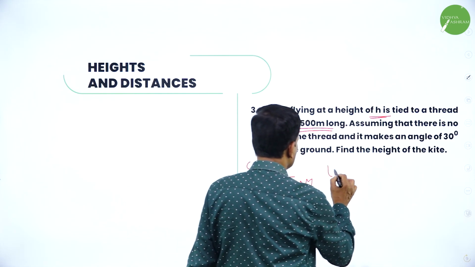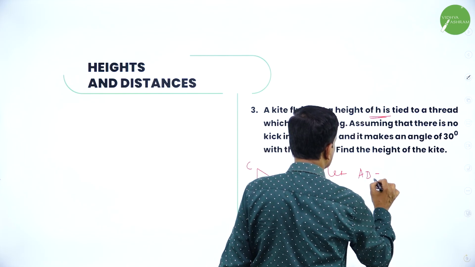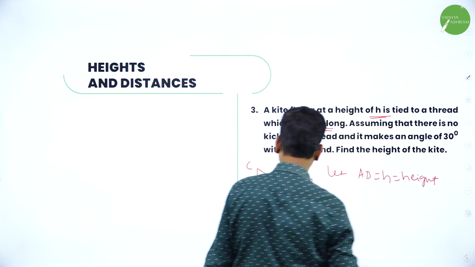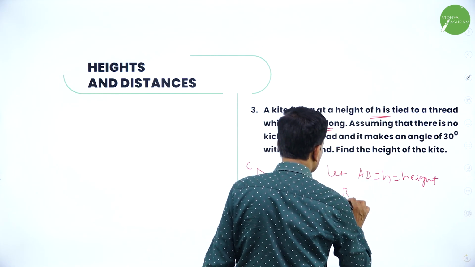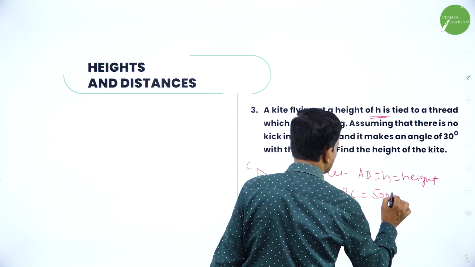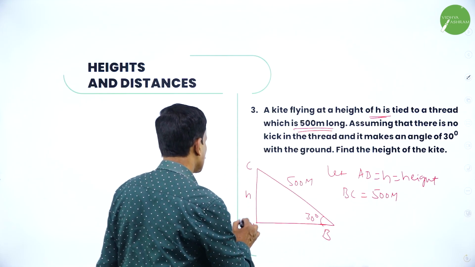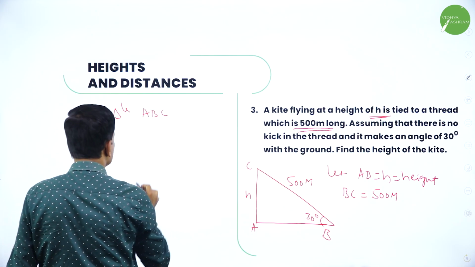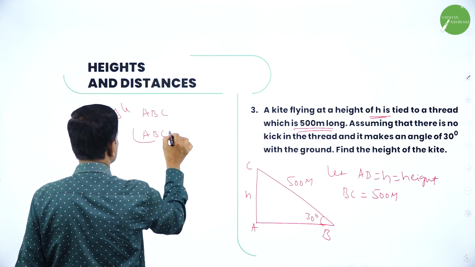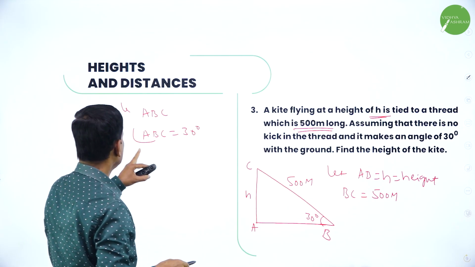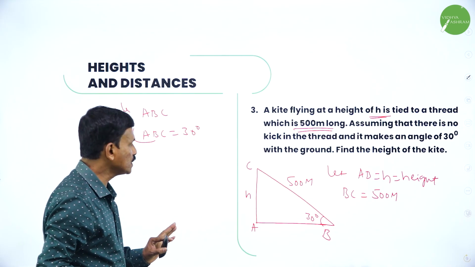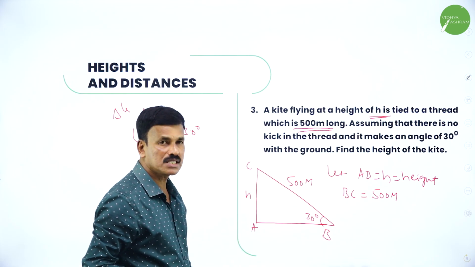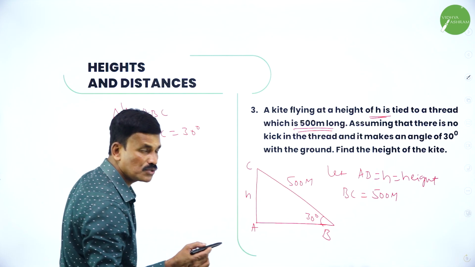Now, let AB be equal to h, that is the height of the kite, and the distance BC is equal to 500 meters, given. Now from this triangle ABC, angle ABC is equal to 30 degrees. Since AC is the height and BC, that is the hypotenuse, is given, just make use of sine theta.